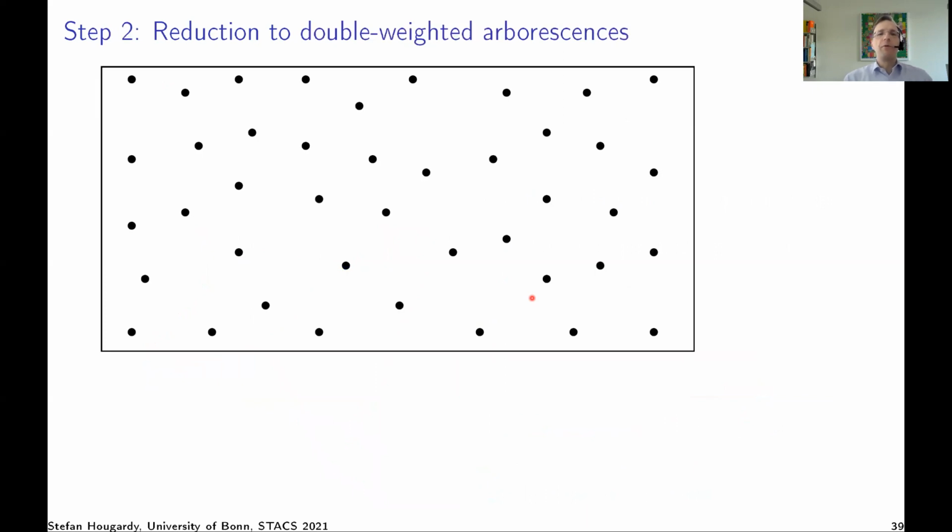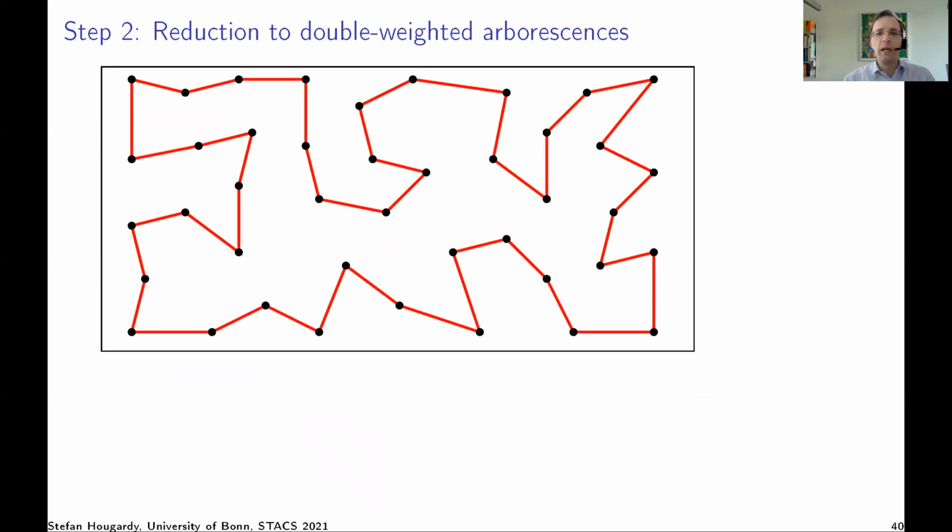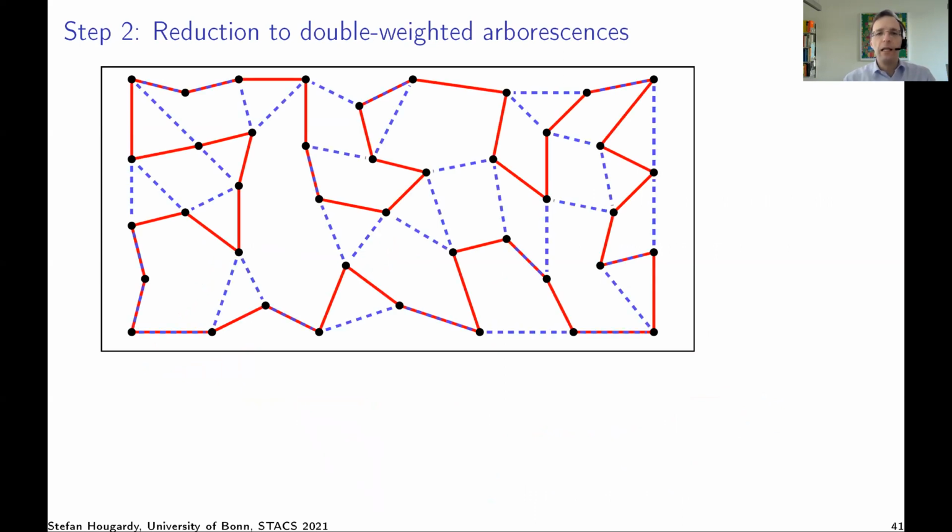So in the second step, we want to reduce our problem to a problem in doubly-weighted arborescences. And so for this, we have a look at a slightly larger example. So here we have some points. We have an optimum tour. And here we have blue edges, which are the edges of a 2-optimal tour. And now we want to compare the length of the 2-optimal tour with the length of the optimal tour.